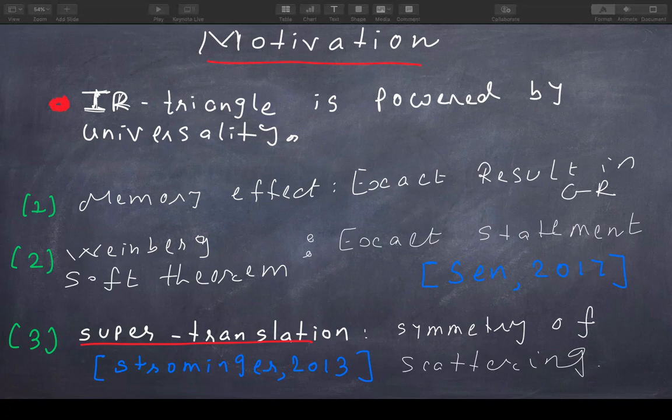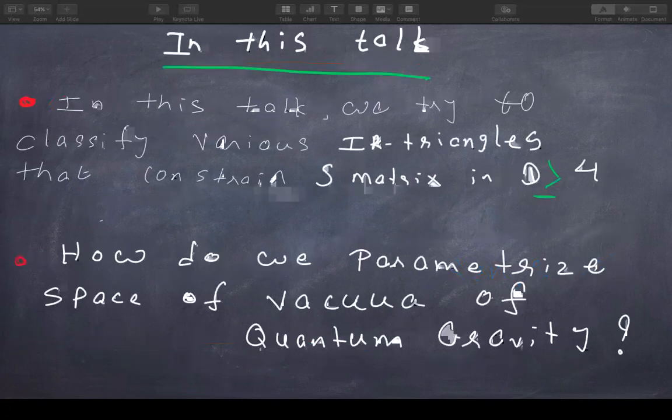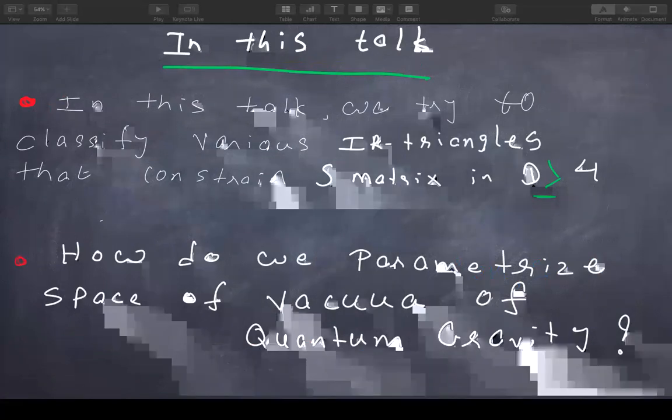So these are kind of interesting results which are, in some sense, as you will see more, independent of the details of the theory and their exact results. So what we want to do in this talk is to try to classify various infrared triangles that constrain the quantum gravity S matrix in D equal to 4 dimensions, but also in D larger than 4 dimensions.